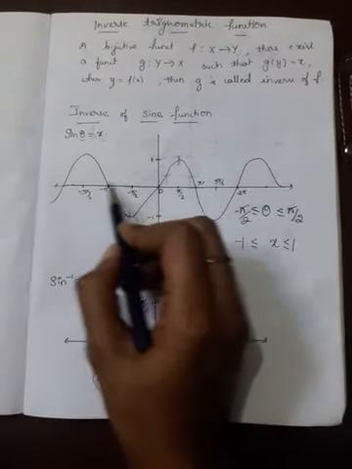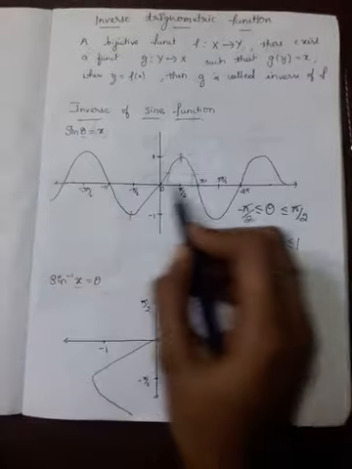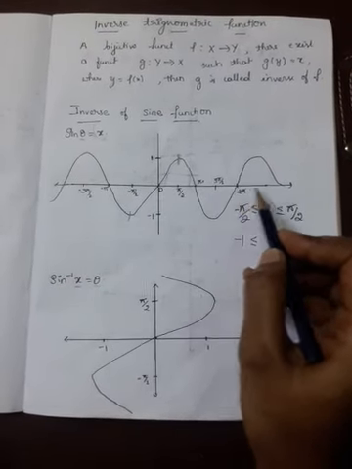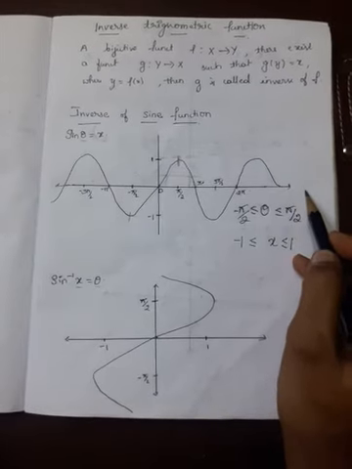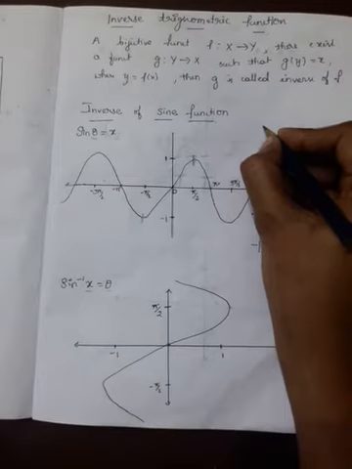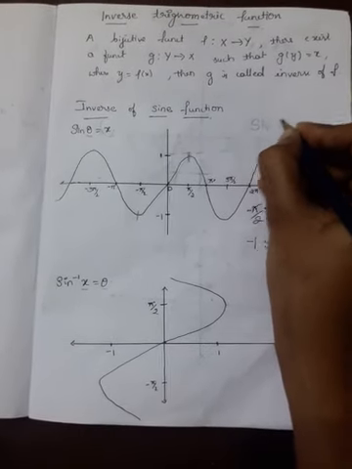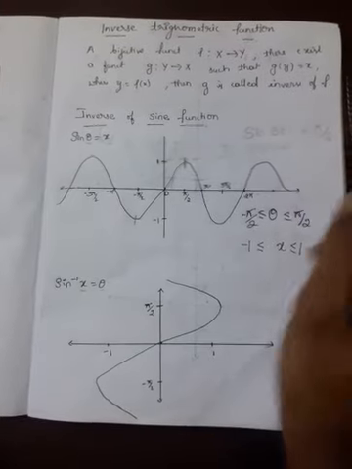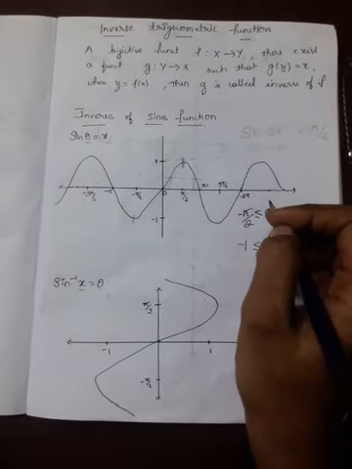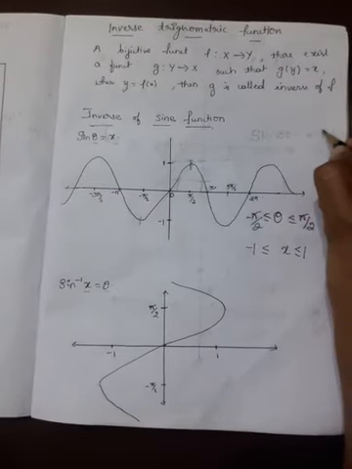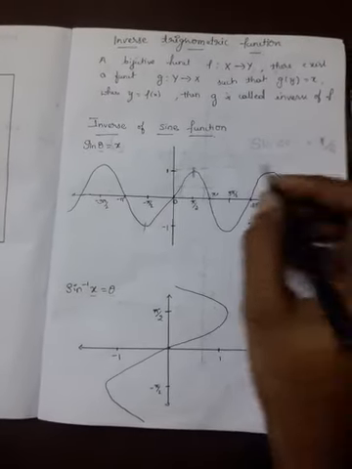You can see here our domain set: 90, pi, 3 pi by 2, 2 pi, and so on. Correct. You see here the value of sine 30. You know that sine 30 value. Sorry, sine 30 is 1 by 2. That is half.